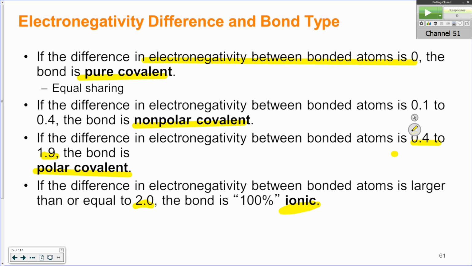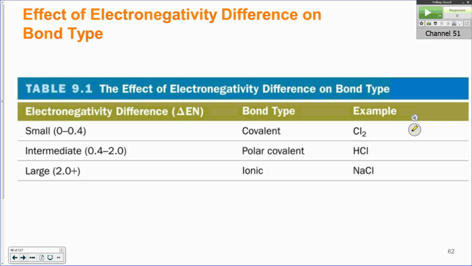if it is a pure covalent, and that means the difference of electronegativity is going to be 0. A nonpolar covalent means the difference is 0.1 to 0.4. A polar covalent, which is going to be 0.4 to, well, we've already got 0.4, so I'd say this one should be 0.5 to 1.9. And if it's 2.0 or greater, that means that it's ionic. So this is kind of a summary of the table that we just had on the previous page.